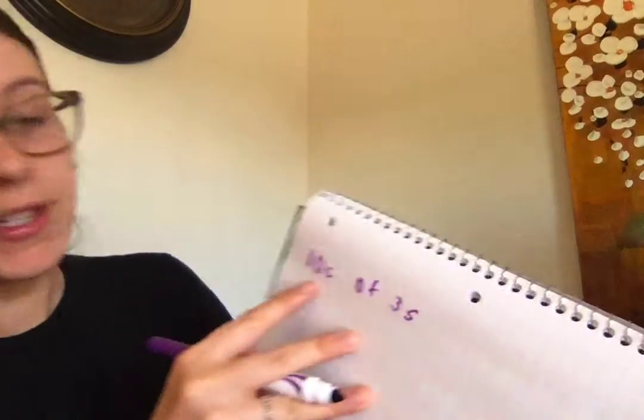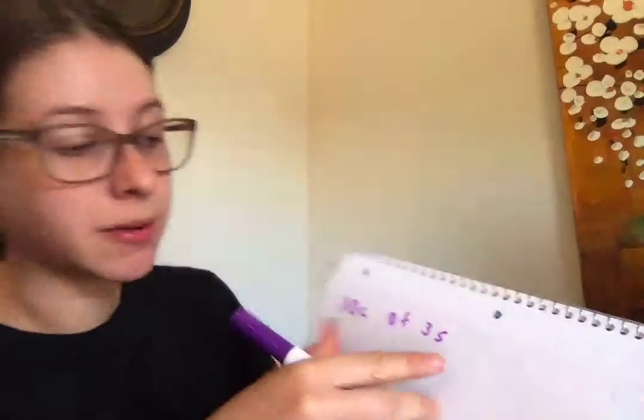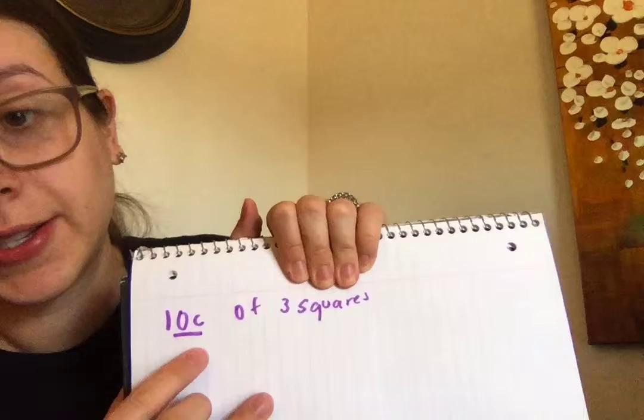All right, easy. If they tell you 10 columns of 3 squares, you're going to draw how many lines? 3 or 10? 10. Hope you guys shouted out the correct answer. 1, 2, 3, 4, 5, 6, 7, 8, 9, 10. And you're going to add all of these together.